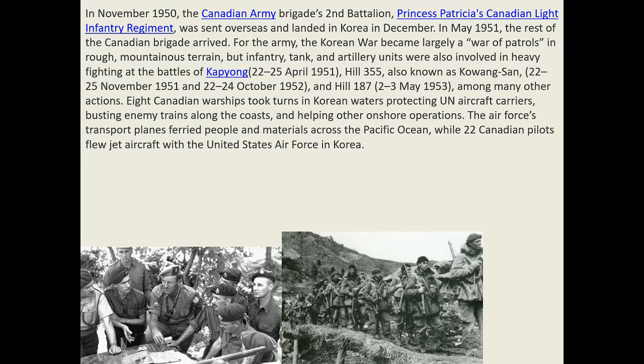Eight Canadian warships took turns in Korean waters protecting UN aircraft carriers, busting enemy trains along the coast, and helping other onshore operations. Some of those ships got known as the train busters. I read something about that. HMCS Sioux is one of them, and there's a number of them that actually were able to bust trains and destroy North Korean armament trains going south.